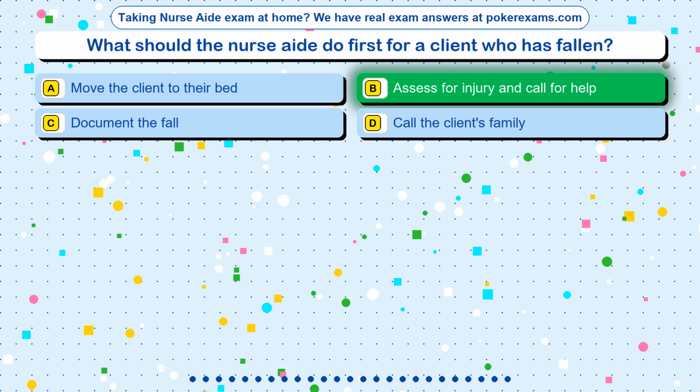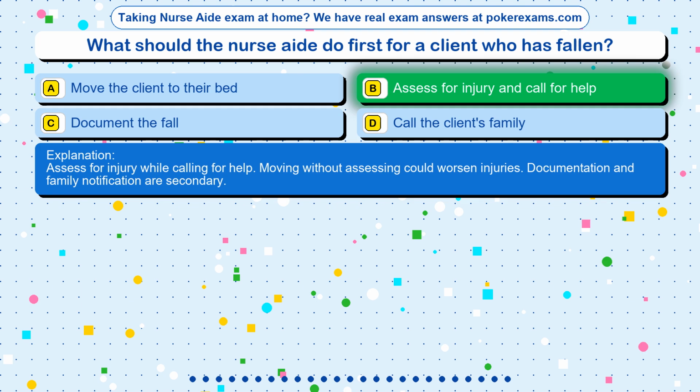The correct answer is option B. Assess for injury and call for help. Assess for injury while calling for help. Moving without assessing could worsen injuries. Documentation and family notification are secondary.